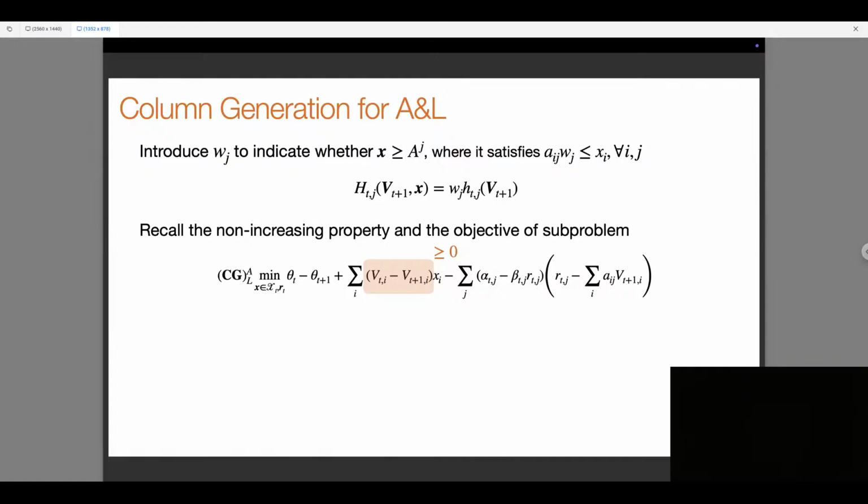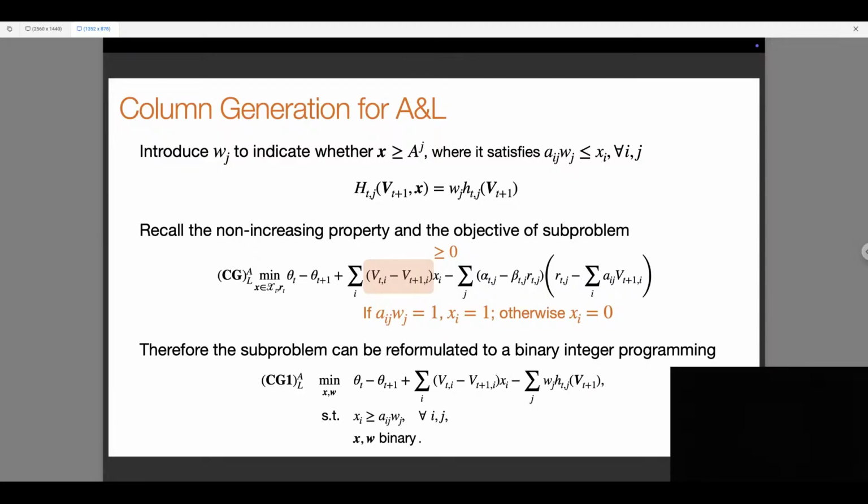So in this case, if we want to do minimization, we wish the x to be as small as possible. However, it has a constraint here, so we can shrink the value of xi to be 1 if the aij wj equals 1. Otherwise, we can let the xi equal 0.